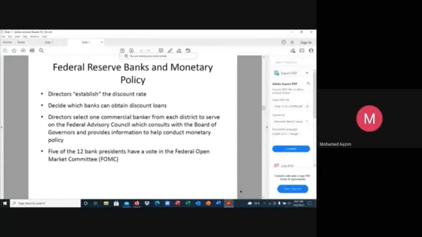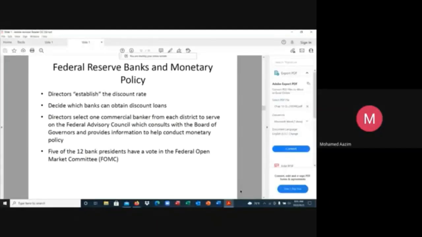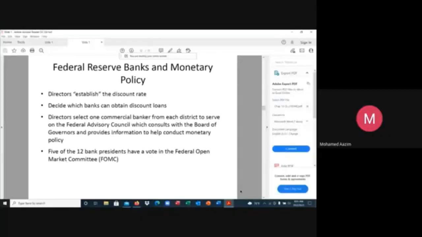Then these advisory councils bring those to the attention of the decision-making board of governors, and those facts are evaluated, reviewed, and established in terms of what type of institutions can access and how the discount rate is determined. Okay. So these operations are decided on the basis of information on the ground in the case of the US.